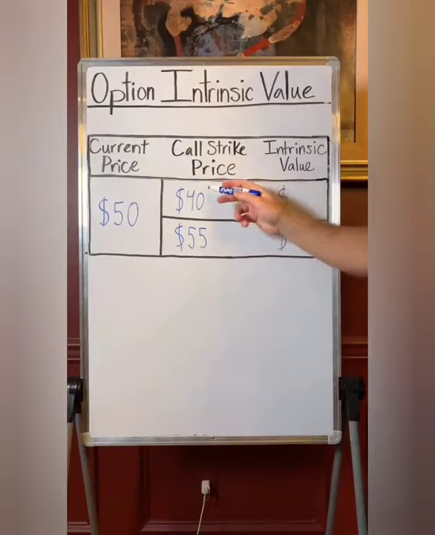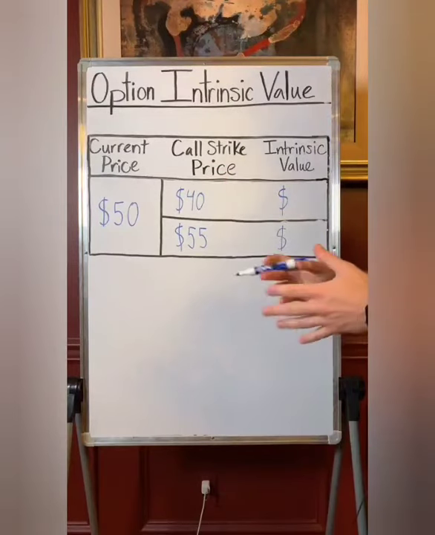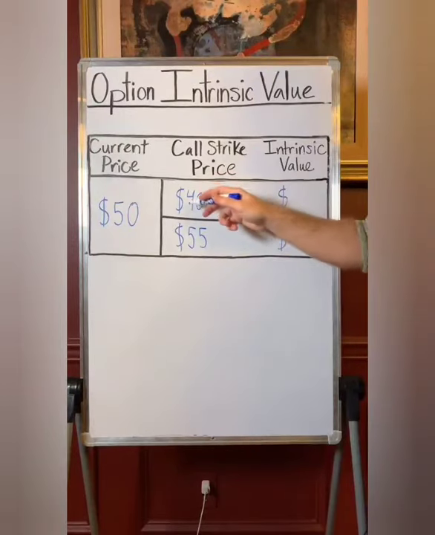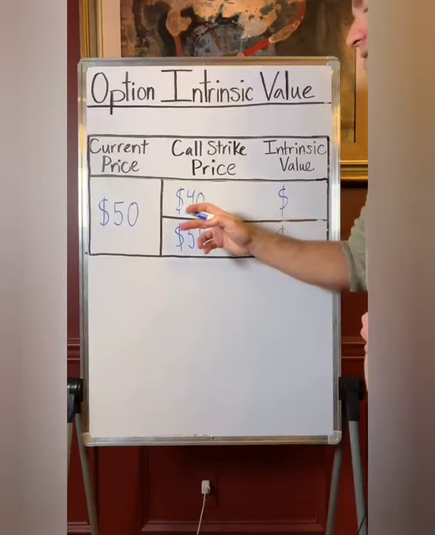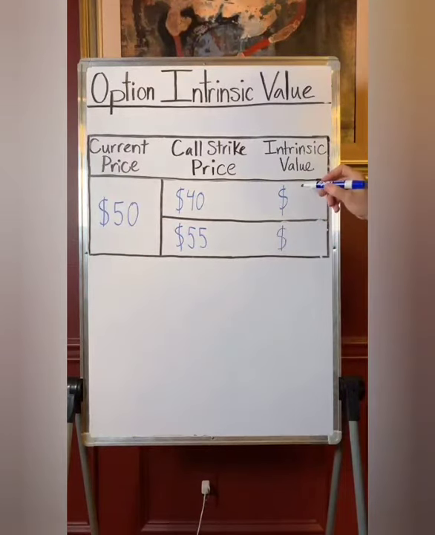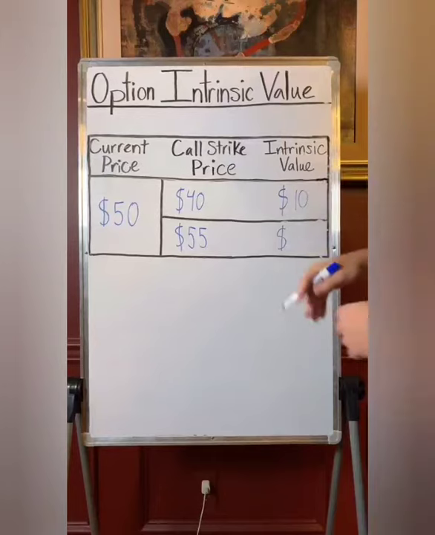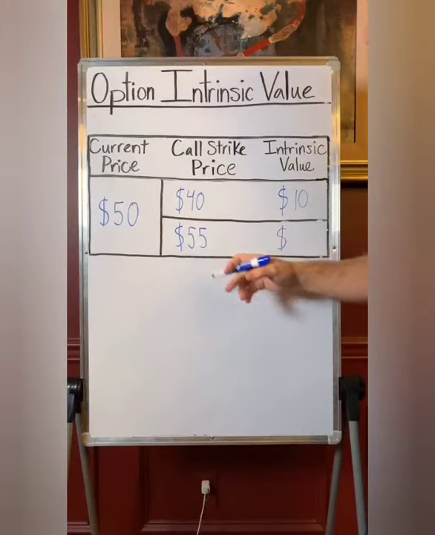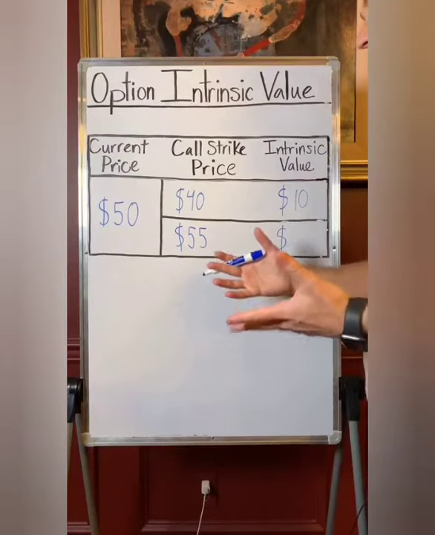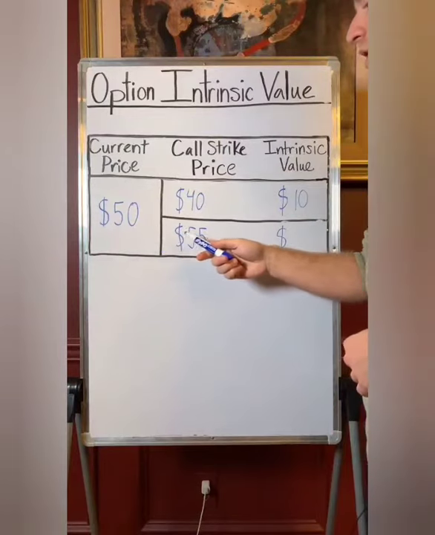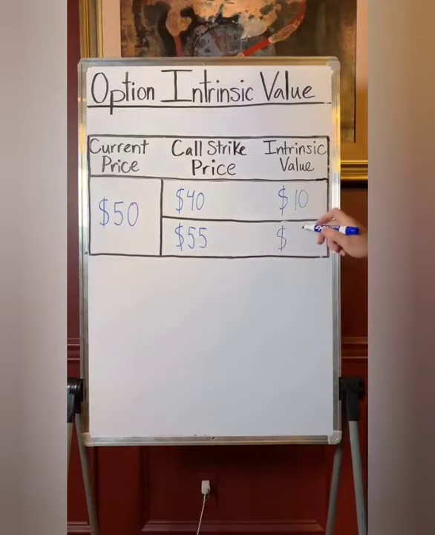If we were to exercise this top call option with a strike price of $40, we would be buying 100 shares at the price of $40. Well, that's $10 less than you would be paying on the open market. So that $10 is its intrinsic value. Now, if you were to exercise the call option with a $55 strike price, you wouldn't be getting any value because in fact, you could be paying $5 less on the open market than you would by exercising this contract. So this has $0 of intrinsic value.